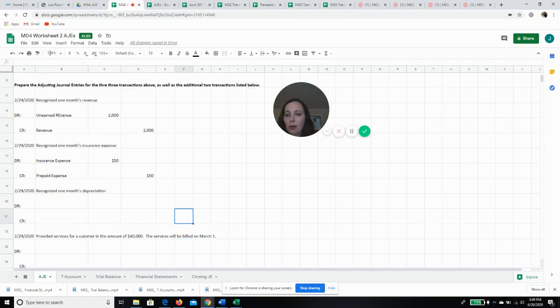So I'm going to go ahead and go down here. And remember, this one's kind of funny. I'm going to debit depreciation expense for 100. And I'm going to credit an account called accumulated depreciation. And that is a contra asset account. It sits with the assets, but it has a natural credit balance.